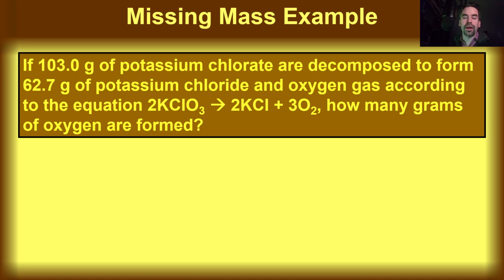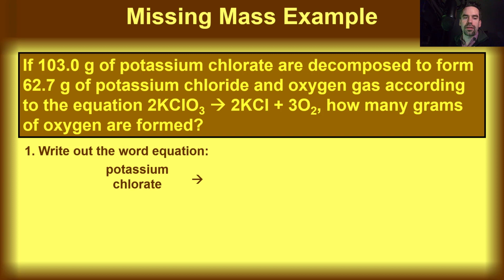So, to help you eliminate the urge to use those coefficients, because many times a missing mass problem will give you the balanced equation like this, I strongly suggest that you change this into a word equation. So we would say that potassium chlorate decomposes to make potassium chloride and oxygen.